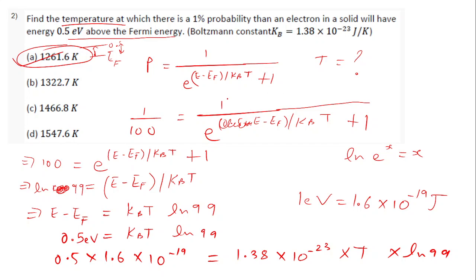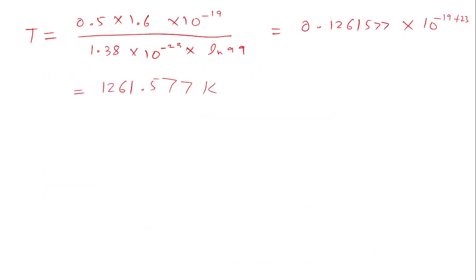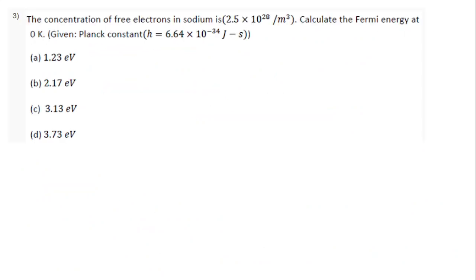So the same formula we are using in all these questions. And now the next question, the third question: the concentration of free electrons in sodium is given. Concentration of electrons means number of electrons per unit volume, which we represent by small n. Calculate the Fermi energy at 0 Kelvin.